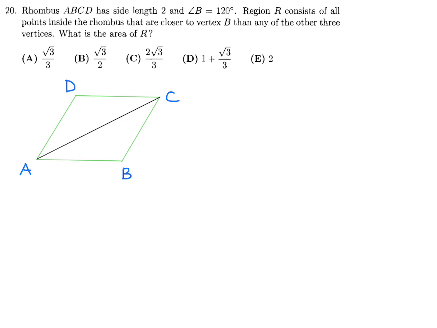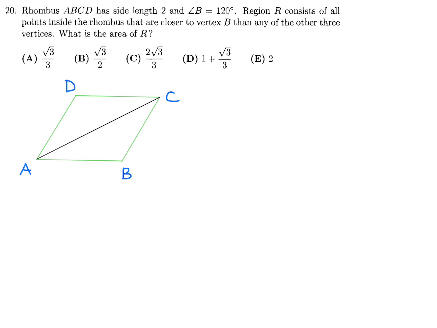Therefore, we know for sure that it's got to be in this area, somewhere in here. But that doesn't give us the full story. What if it's here? It's obviously closer to C. Or what if it's here? It's obviously closer to A. So in addition to being on this side of that diagonal, the point also has to be as follows.